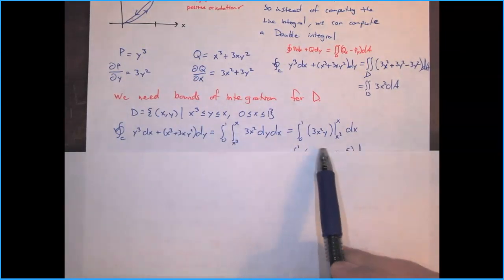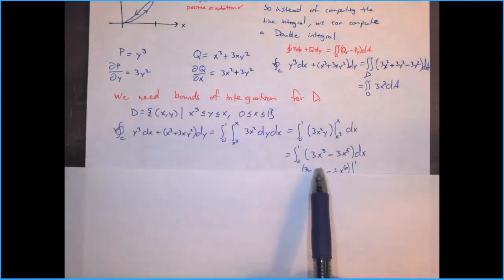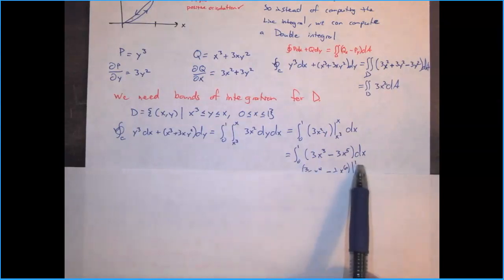So I go ahead and integrate with respect to y. I get 3x squared y from x cubed to x. I plug in my bounds. That gives me 3x cubed minus 3x to the 5th. And now I'm ready to integrate with respect to x.